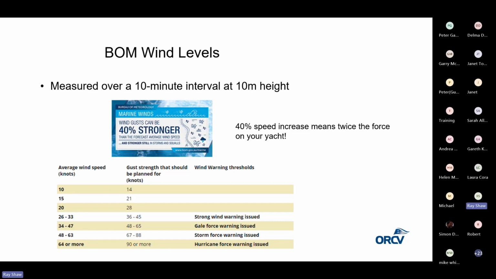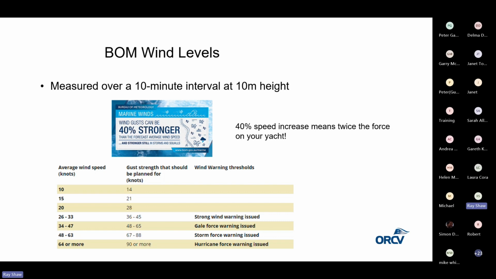Okay, so just to remind you, when the Bureau quotes wind speeds, they are over a 10-minute interval and a 10-meter height. And keep in mind that the gusts, as they'll tell you, can be 40% higher. And 40% higher doesn't sound like that much, but that means doubling the force on the yacht. So it's a significant difference. So the gusts have to be factored very much into how you approach your sailing.